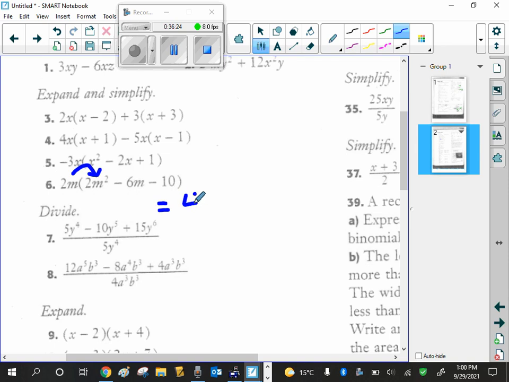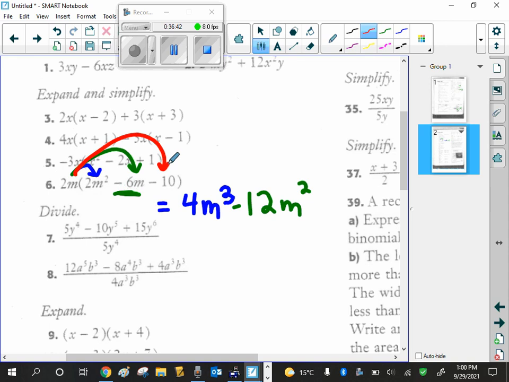2 times 2, m times m squared. 2 times negative 6. Again, don't forget, this is negative 6, not positive 6. M times m, m squared. And lastly, 2 times negative 10 is negative 20, and there's only one m. Can you subtract these? Nope.